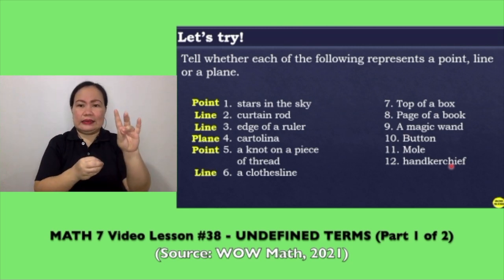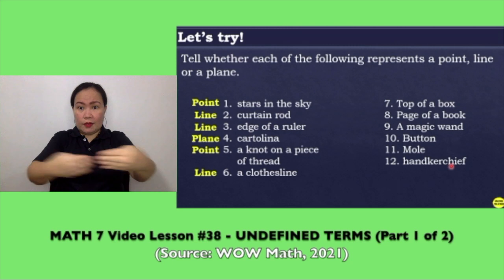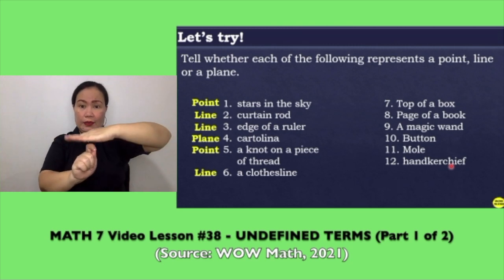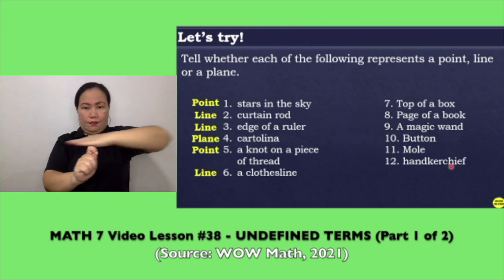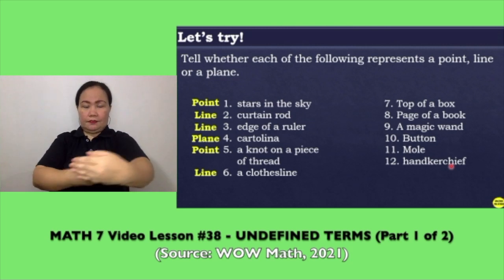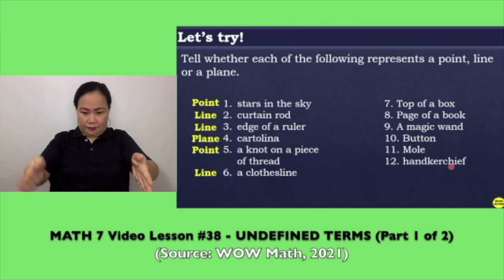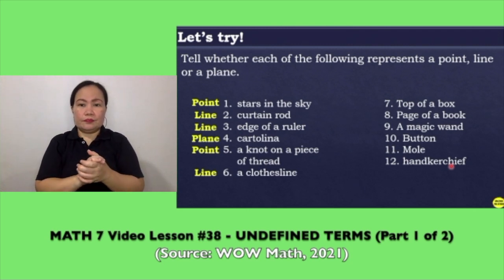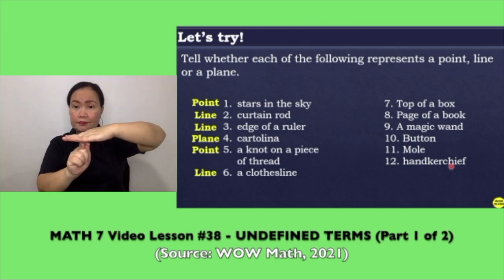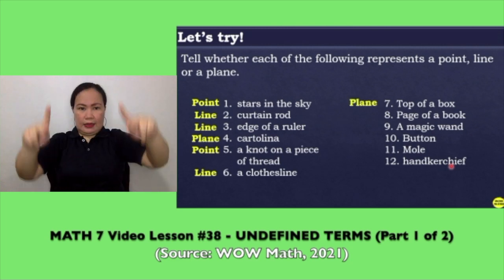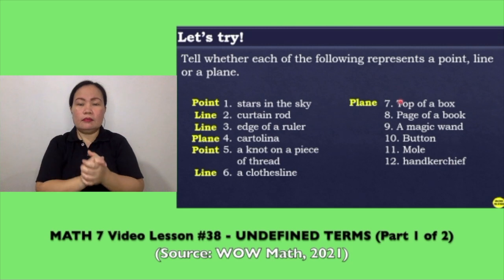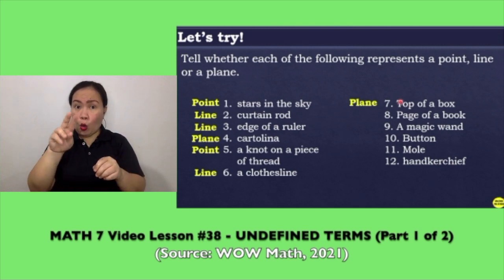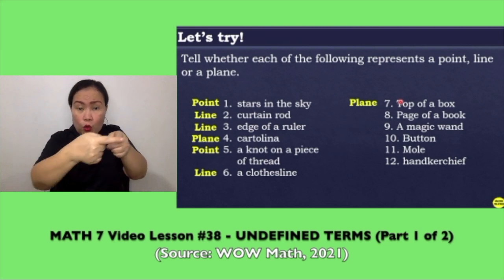Next, top of a box. So, kung meron tayong box, 'di ba? Pag meron tayong box, ilang plane meron doon? 6. Yung 4 na gilid, tapos yung top and bottom. So, we have 6 planes sa box. Pero ang sinasabi rito, top, yung taas. Okay? So, that is a plane. Kung ang given dito is corner of a box, that is a point. Okay? Pag edge of a box, that is a line.